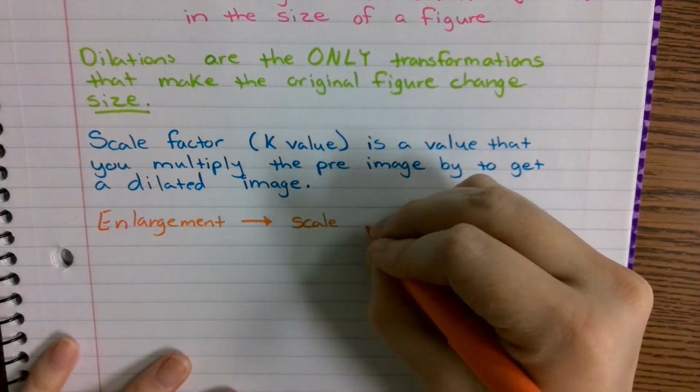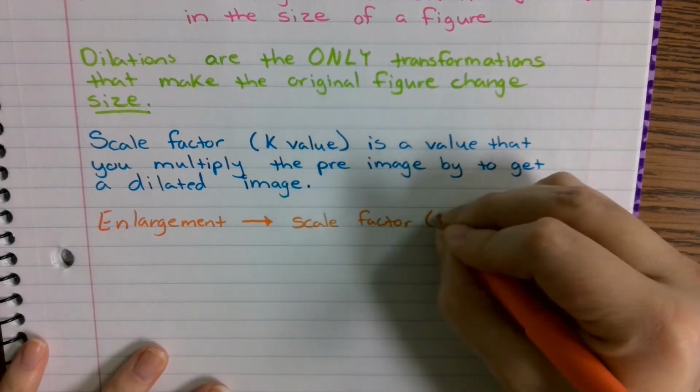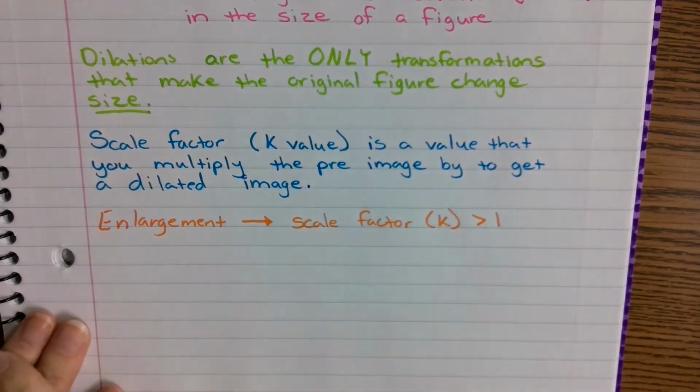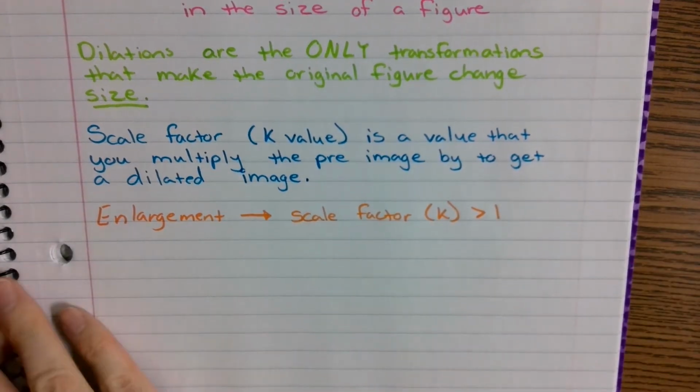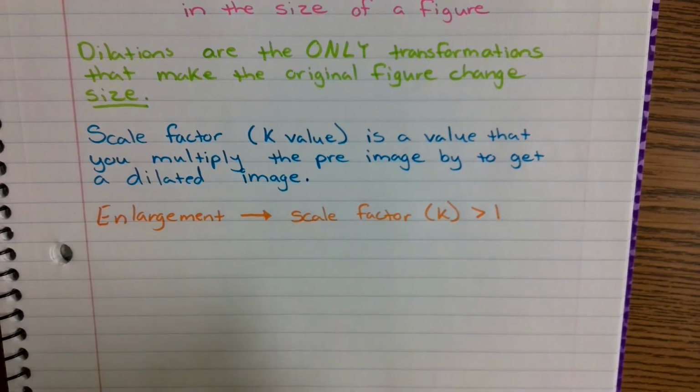So an enlargement, when you take an enlargement, your scale factor, your K value, is going to be greater than 1. It's not equal to 1, because if we multiply by 1, it doesn't change anything. So it would be a value that is greater than 1.